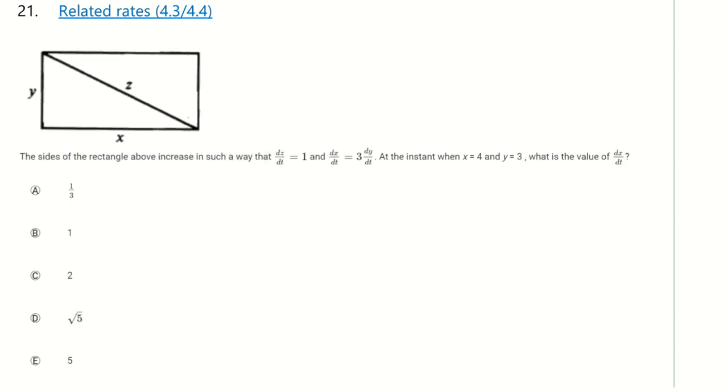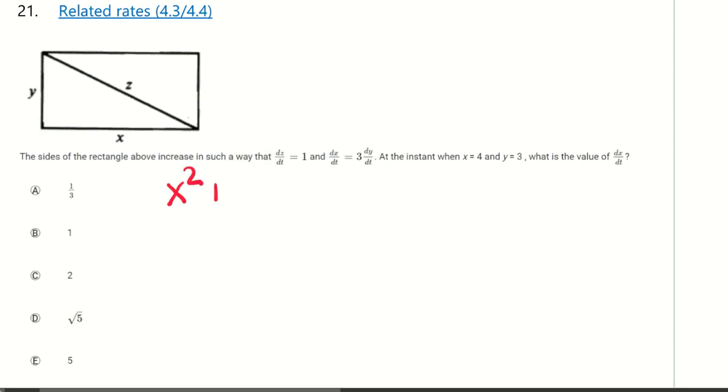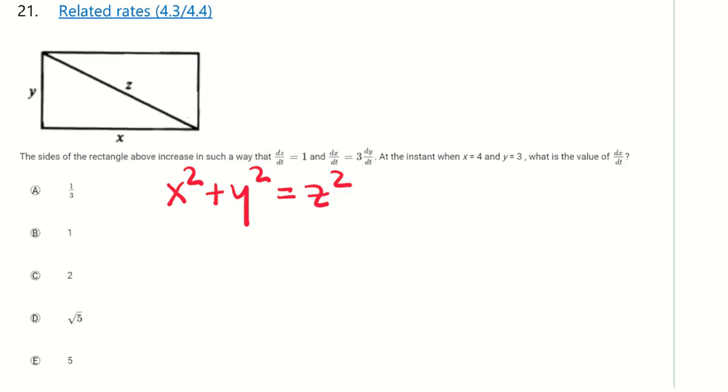So the sides of the rectangle increase in such a way that dz dt is 1 and dx dt is 3 times dy dt. All right, well, the only thing I know about x, y, and z is that x squared plus y squared equals z squared. And it seems like pretty much all of the ones that have a right triangle, except for the shadow or cone ones, those deal with a proportionality relationship. But these ones that have a triangle, it's very often just starting with the Pythagorean theorem. The ladder problem, that's also Pythagorean theorem, but that's a different discussion. We're not doing the ladder problem.